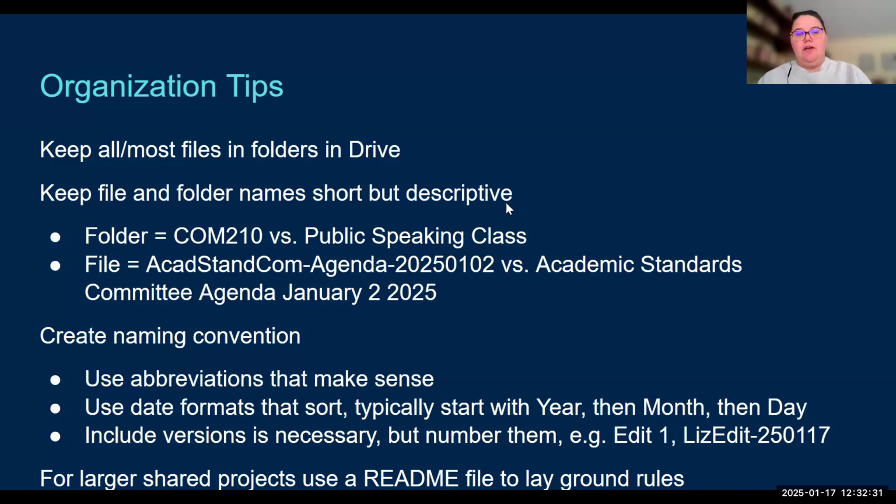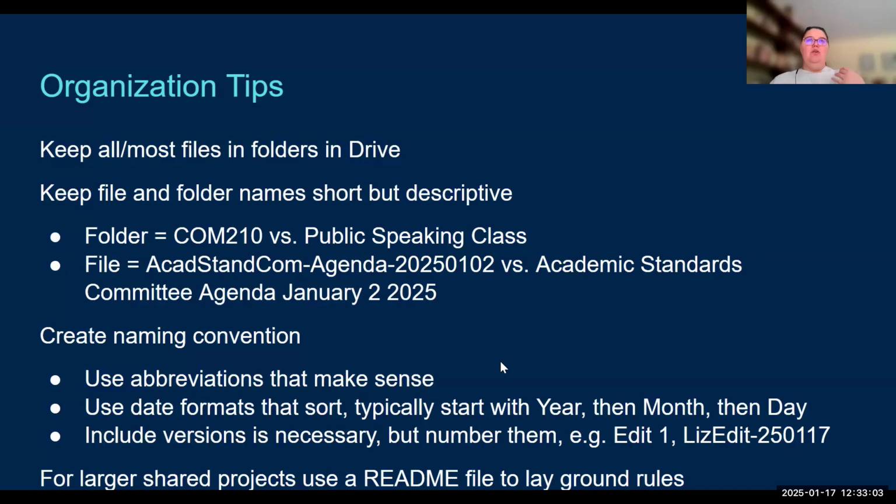Include versions in your file names if necessary, but number them. So instead of draft, final, final version, absolutely final version, no. Do draft 1, edit 1, draft 2. Sometimes if you're sharing it with people, I will add Liz edit and then the date that it happened, like 2025 January 17, something like that. So it's a very sortable kind of file name.